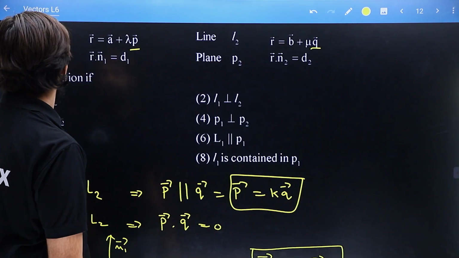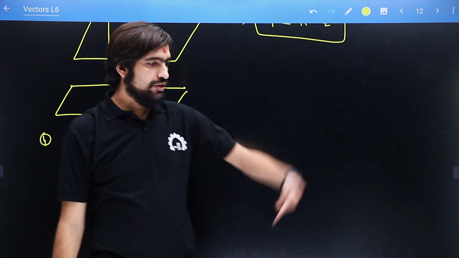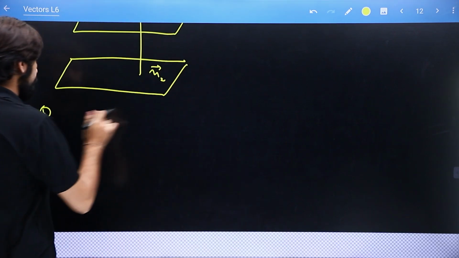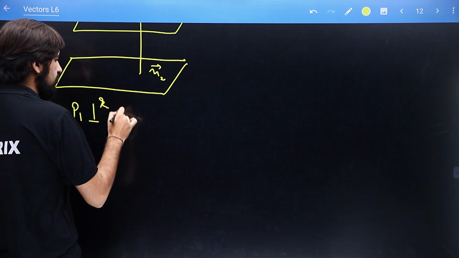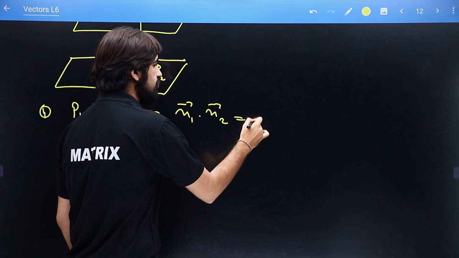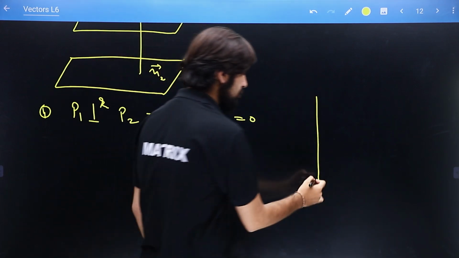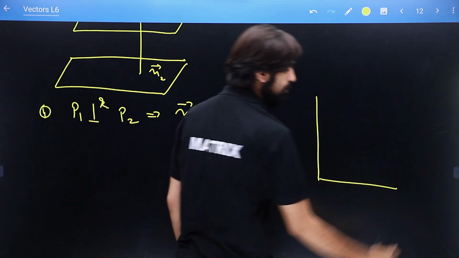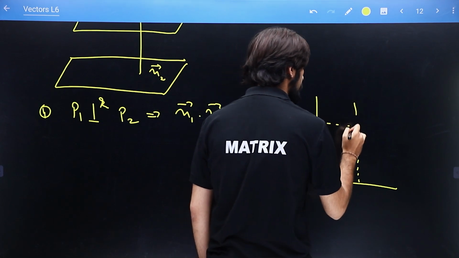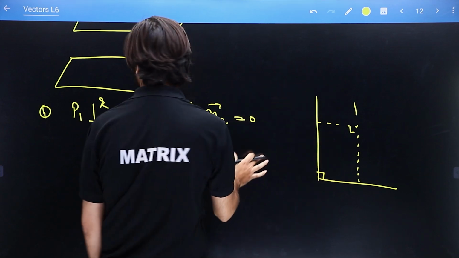Fourth will be that P1 is perpendicular to P2. Now you can take these two walls. These two walls are perpendicular to each other, so their normal vectors are also perpendicular to each other. What you can write? N1 vector dot N2 vector equal to 0. I can show it by a line like this. This is your plane 1, this is your plane 2. This is perpendicular to this and this is perpendicular to this. These planes are perpendicular to each other. And if I draw normal of this and normal of this, again, normals are perpendicular to each other. Please remember this. This is going to be a useful concept in angle between lines and plane.